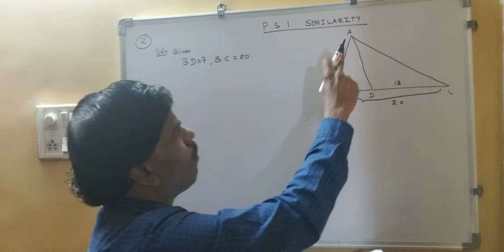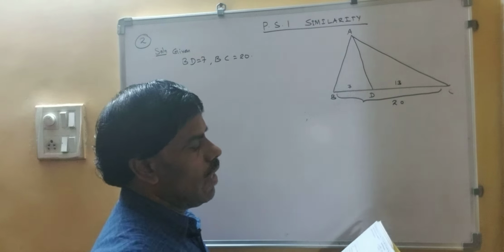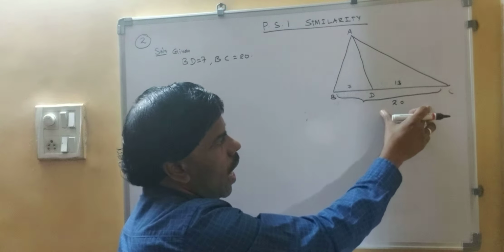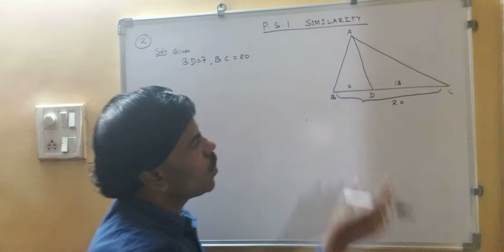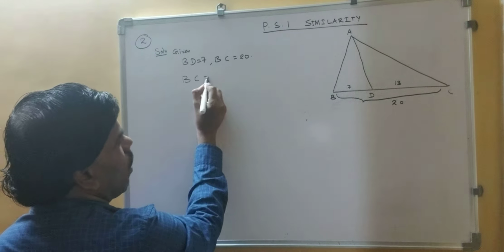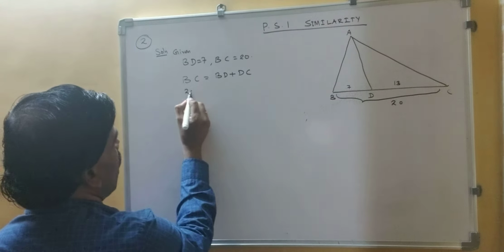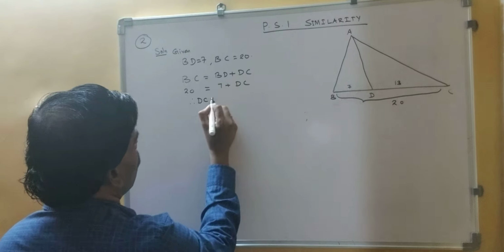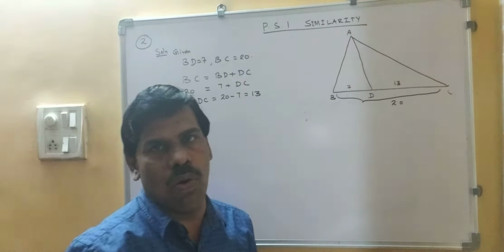Now, what is given in problem number 2? See, there is a triangle ABC in which BD is given. The length of BD is 7 units and the total length BC is equal to 20 units. Since BC is 20, we will write BC equal to BD plus DC. BC is given as 20, so 7 plus DC. Therefore, DC equal to 20 minus 7, which is equal to 13. Okay, this we have got.